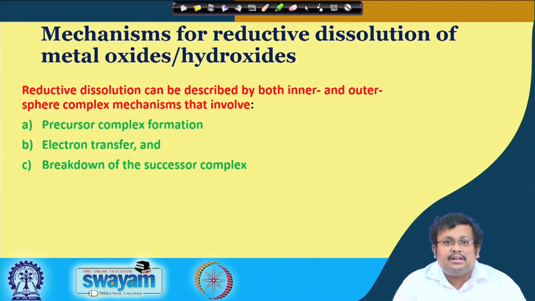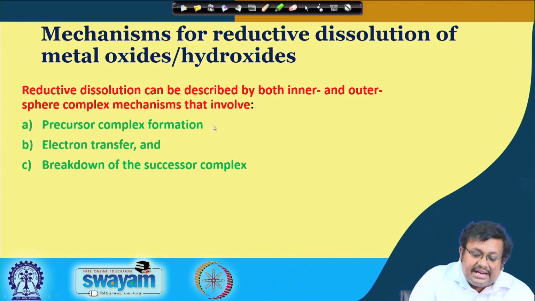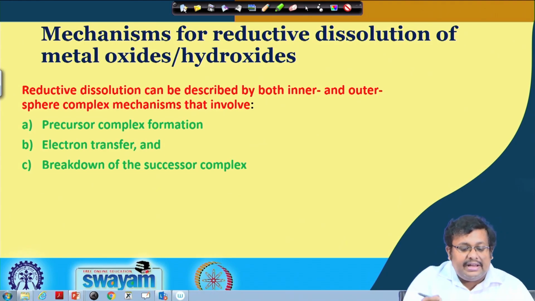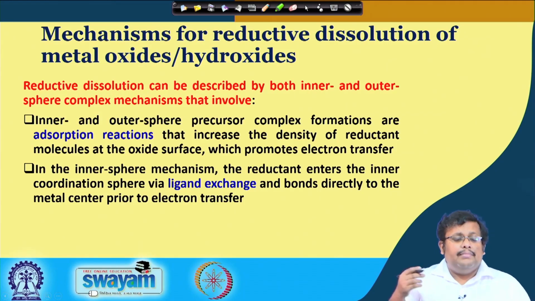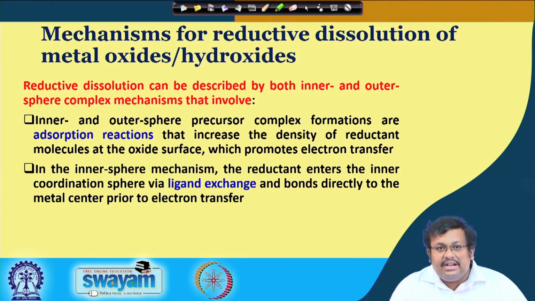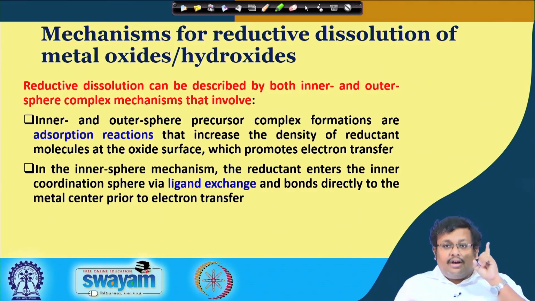This inner sphere and outer sphere complex based reductive dissolution can be expressed in terms of three mechanisms. One is called precursor complex formation, the second is electron transfer, and the third one is called the breakdown of the successor complex. Let us see in detail. The reductive dissolution can be described both in terms of inner and outer sphere complexes, as we have already discussed. Now, inner and outer sphere precursor complex formation is the first mechanism.